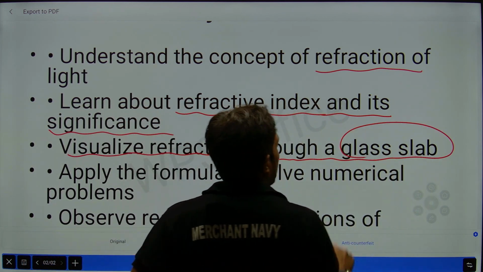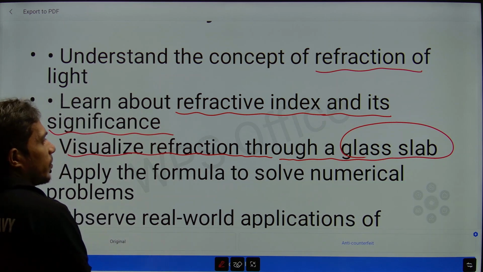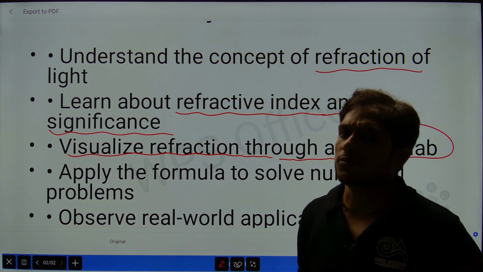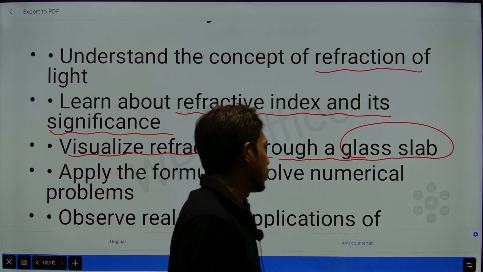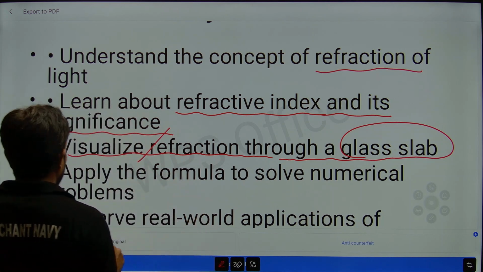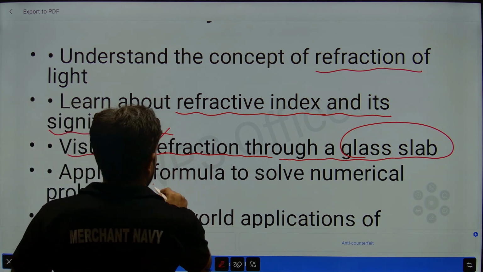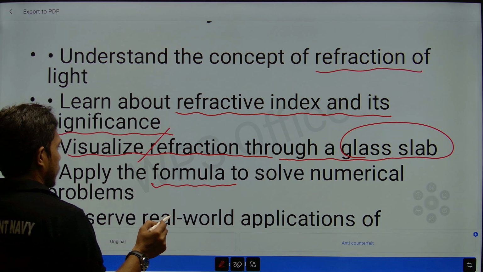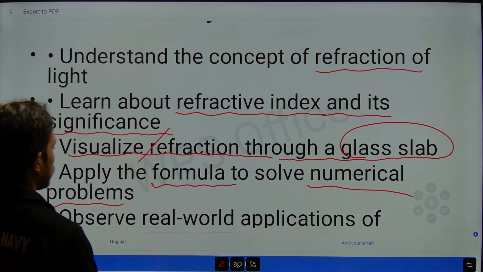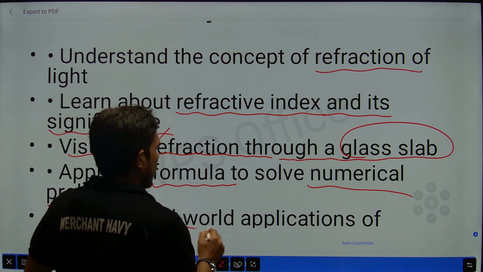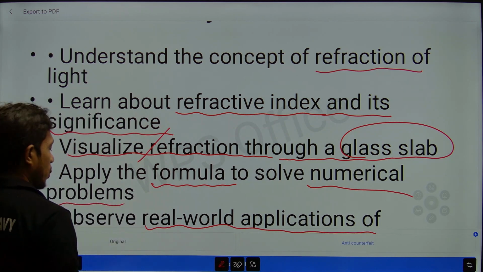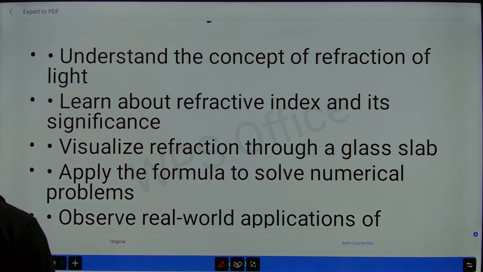We will see there how light bends when passing from a rarer medium to a denser medium, or from a denser medium to a rarer medium, or vice versa. We also read about the properties of the medium there. Next is the formula and its application. We will solve some numerical problems on this, and also read the real world applications of refraction.